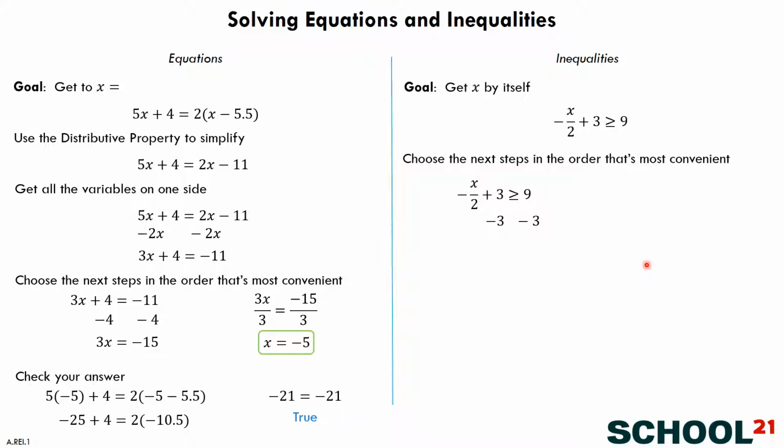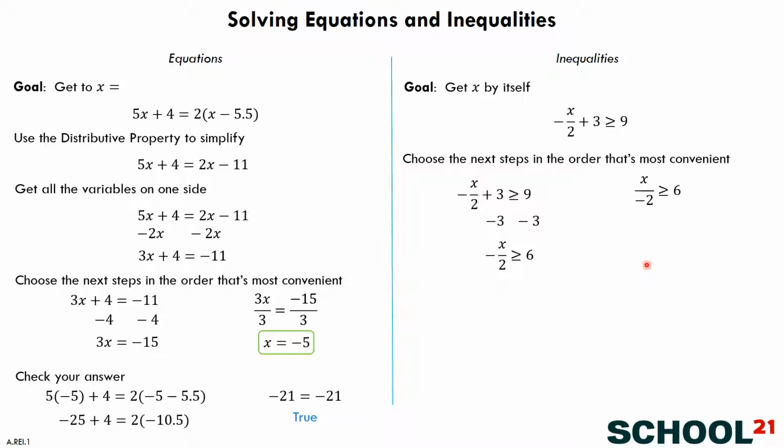So when we subtract 3 from both sides, what's on the left-hand side? What's left over? Negative x over 2. And how about on the right-hand side? 6. Okay, good. So negative x over 2 is greater than or equal to 6. Now, what would you do next? And this is a tiny bit tricky. I would multiply by negative 2.